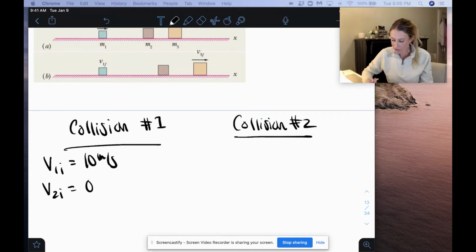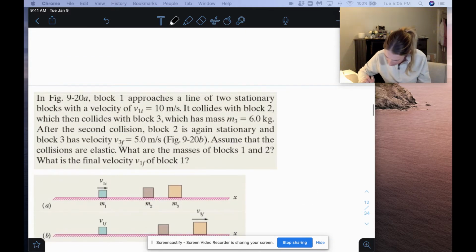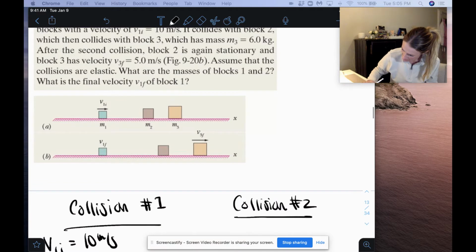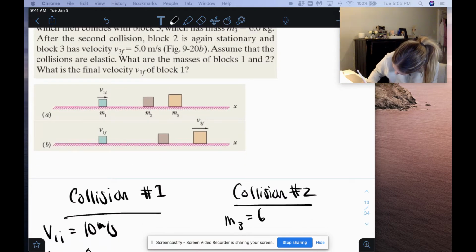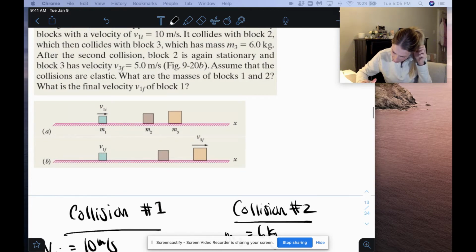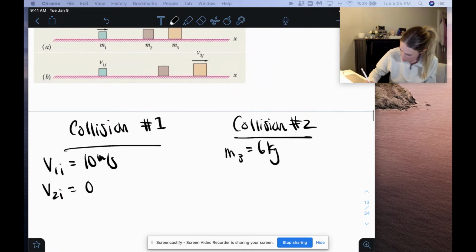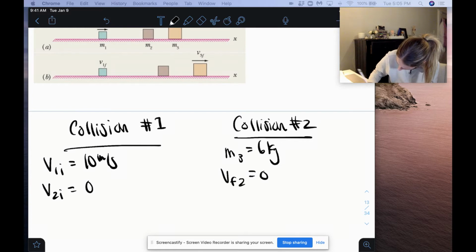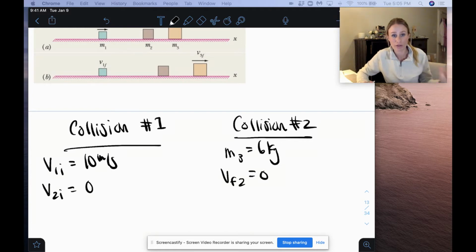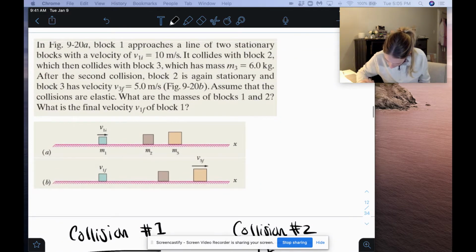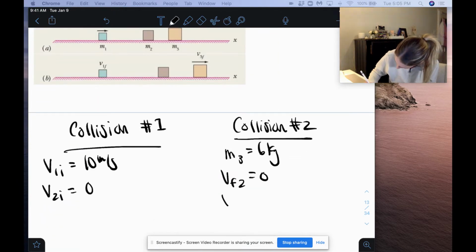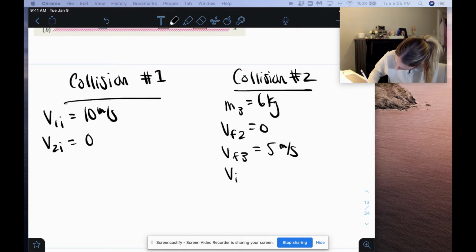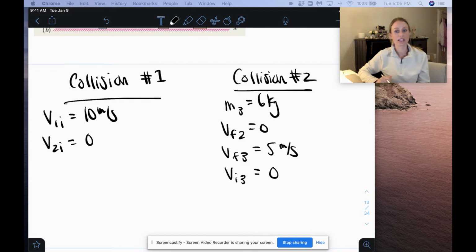We don't know the masses either. Now for collision number 2, it tells us that block 2 collides with block 3, which has a mass m3 of 6 kilograms. And it says that after the second collision, block 2 is again stationary. So that means that v final 2 is equal to 0 for collision number 2, not for collision number 1. And block 3 has a velocity v3 final of 5 meters per second. We also know that it was initially stationary, so v initial 3 is 0.